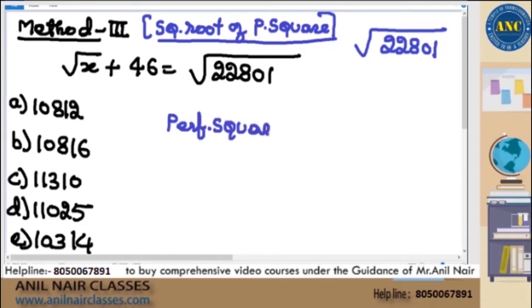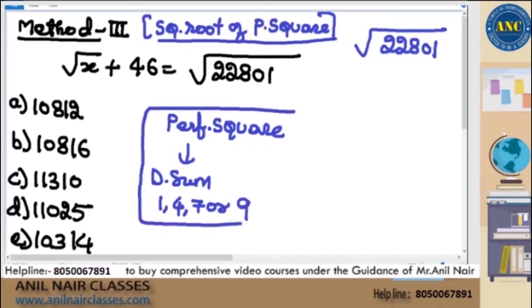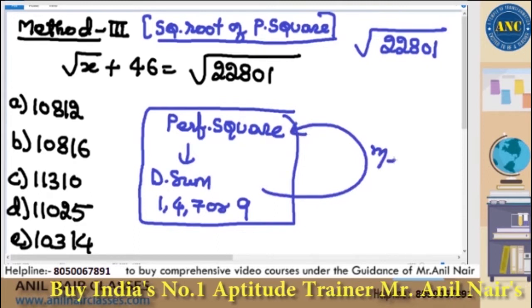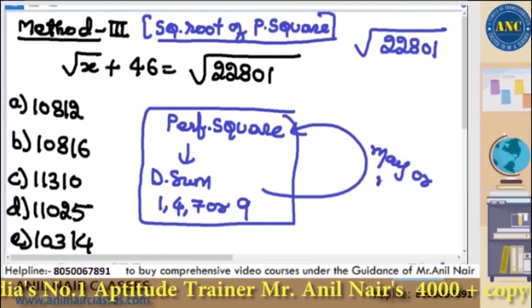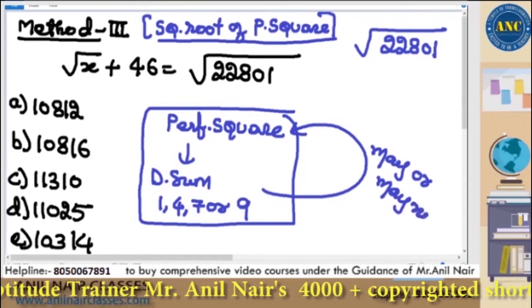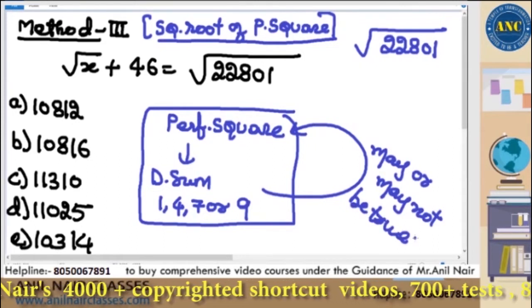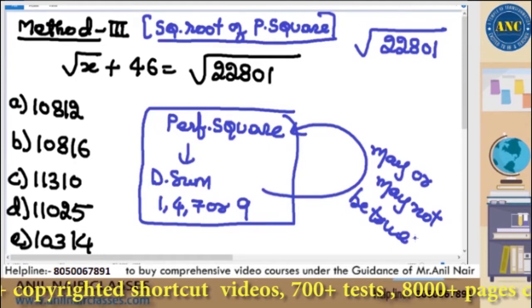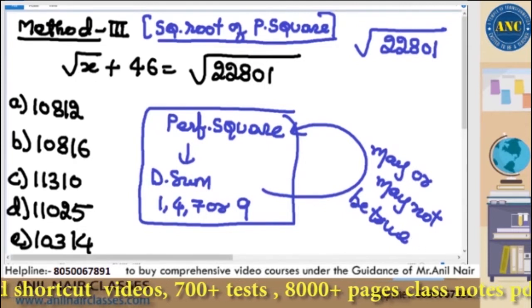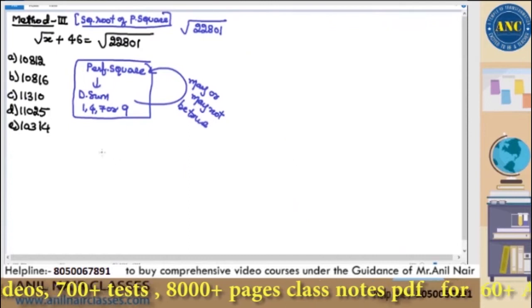I will repeat it. Every perfect square will have digital sum 1, 4, 7 or 9. But the reverse, that every number with digital sum 1, 4, 7 or 9 is a perfect square, may or may not be true.